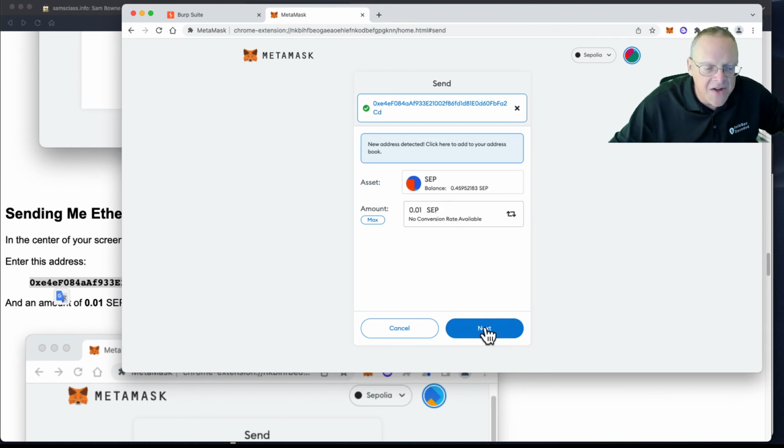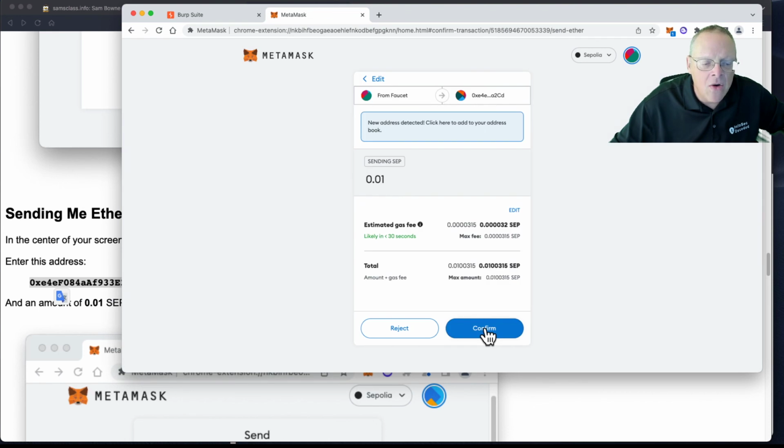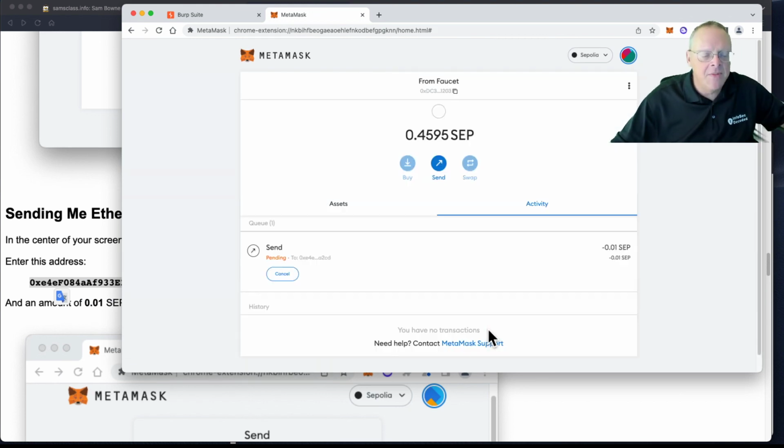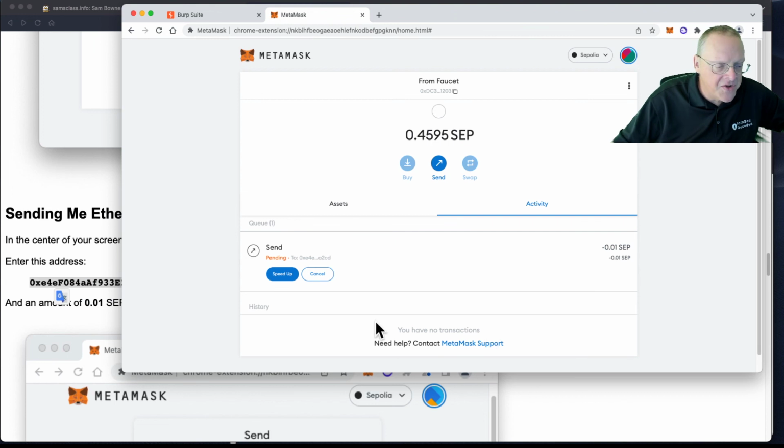Now when you send, you hit next, and it's always going to cost you a gas fee to do everything. So my gas fee is 0.0000032, a tiny amount, but there's always a fee for any transaction on the blockchain. And so I pay for that, confirm it, and off it goes. Now the Bitcoin blockchain takes 10 minutes to send data, but the Ethereum blockchain takes only 15 seconds between blocks. It's much faster. So we should see it.